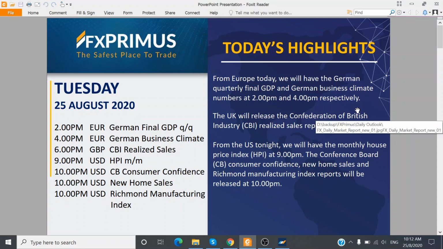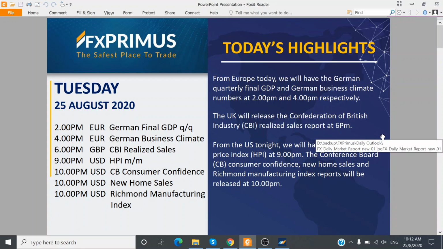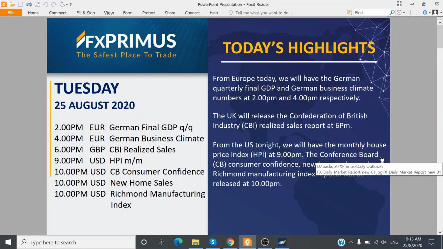Moving on to 6 p.m. From the UK, we will be having the Confederation of British Industry realized sales numbers at 6 p.m. And finally, towards US markets tonight, we will be having a set of housing data, starting with the house price index numbers at 9 p.m., followed by the Conference Board consumer confidence numbers at 10 p.m. And also at 10 p.m., we will be having new home sales numbers and also the Richmond manufacturing index numbers. Okay, so it's going to be more active day today in terms of economic calendar.